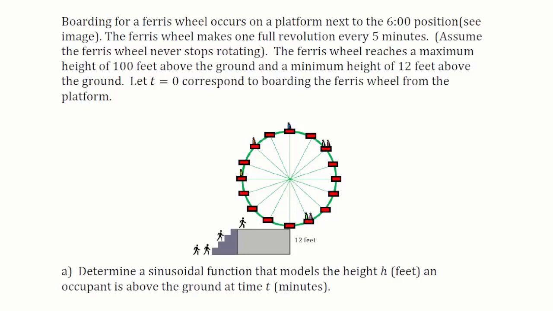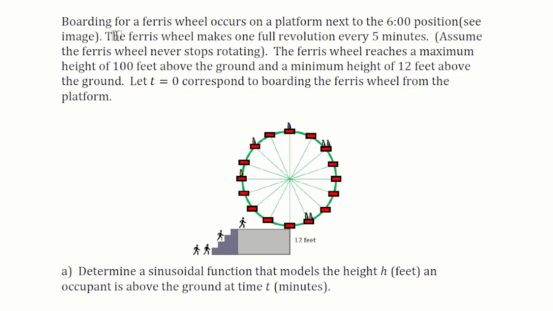All right, so we're now looking at another demonstration problem. Boarding for a Ferris wheel occurs on a platform next to the 6 o'clock position. See the image, this is the picture over here. The 6 o'clock position is down here, and according to the picture, the ground is right here. This platform is 12 feet above the ground. So this is where any rider would board onto that Ferris wheel.